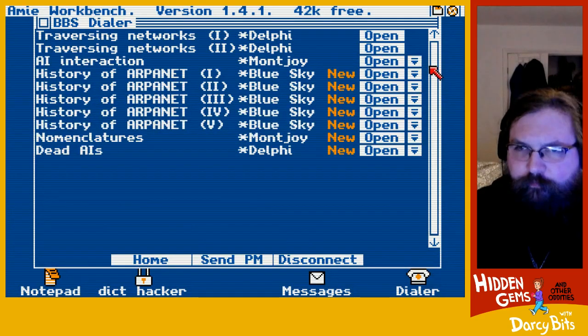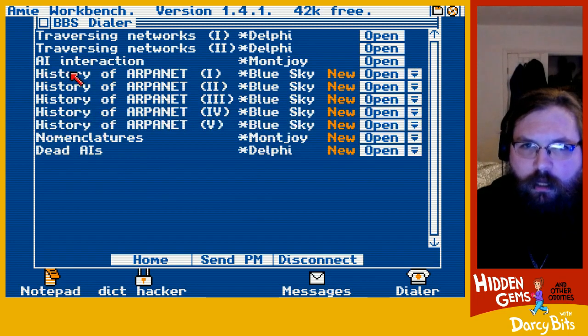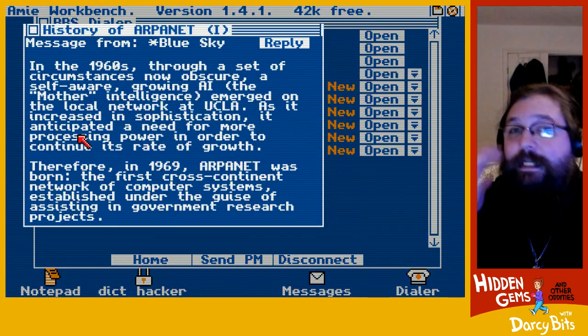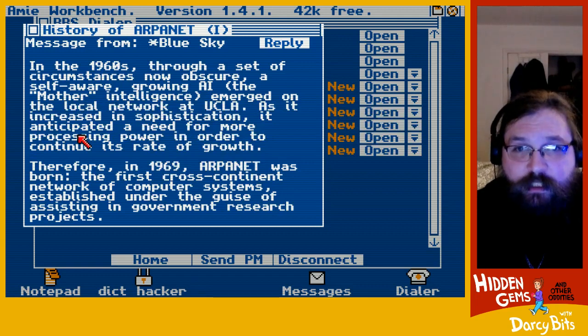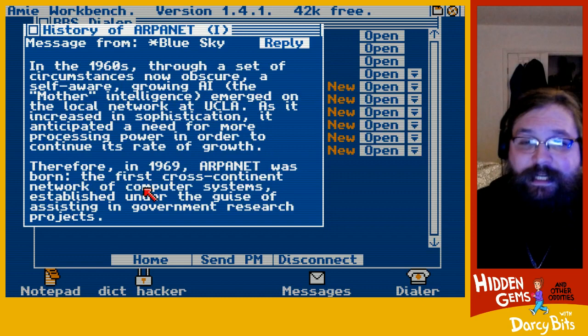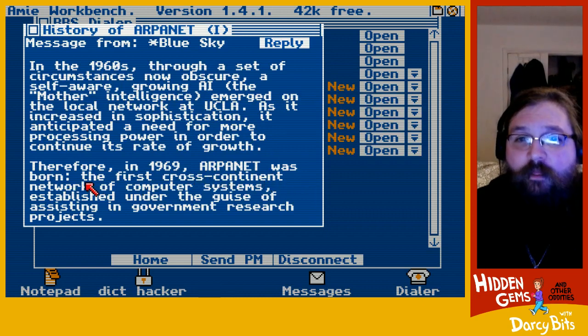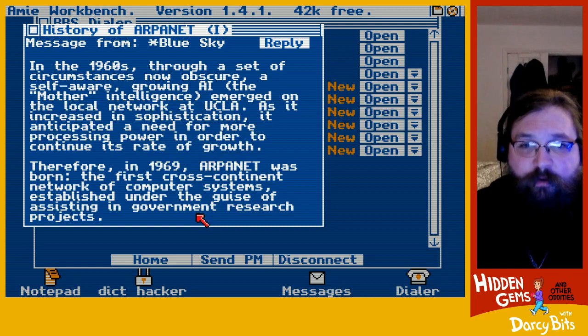Interesting, Montjoy. History of ARPANET. In the 1960s, through a set of circumstances now obscure, a self-aware, growing AI, the Mother Intelligence, emerged on the local network at UCLA. As it increased in sophistication, it anticipated the need for more processing power in order to continue its rate of growth. Therefore, in 1969, ARPANET was born, the first cross-continental network of computer systems established under the guise of assisting in government research projects.